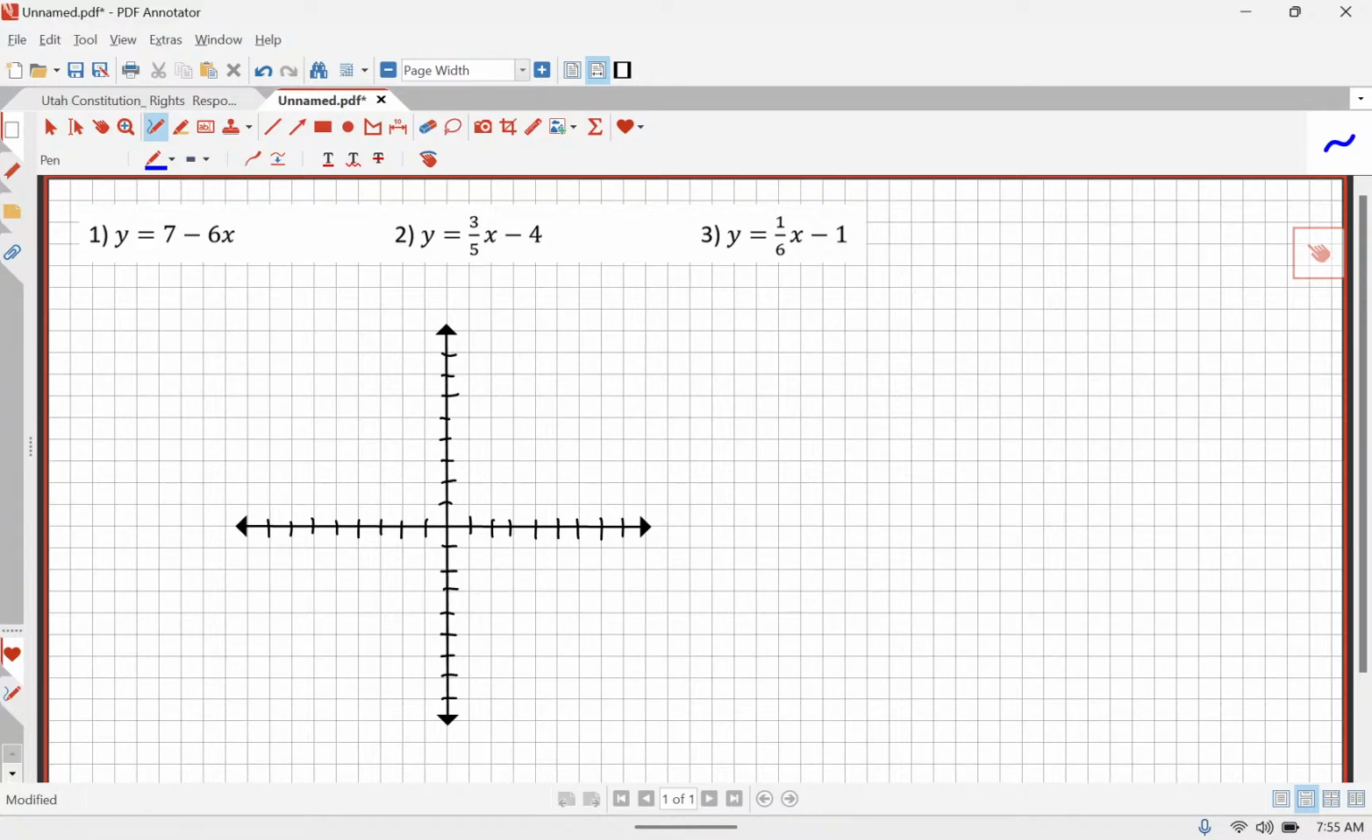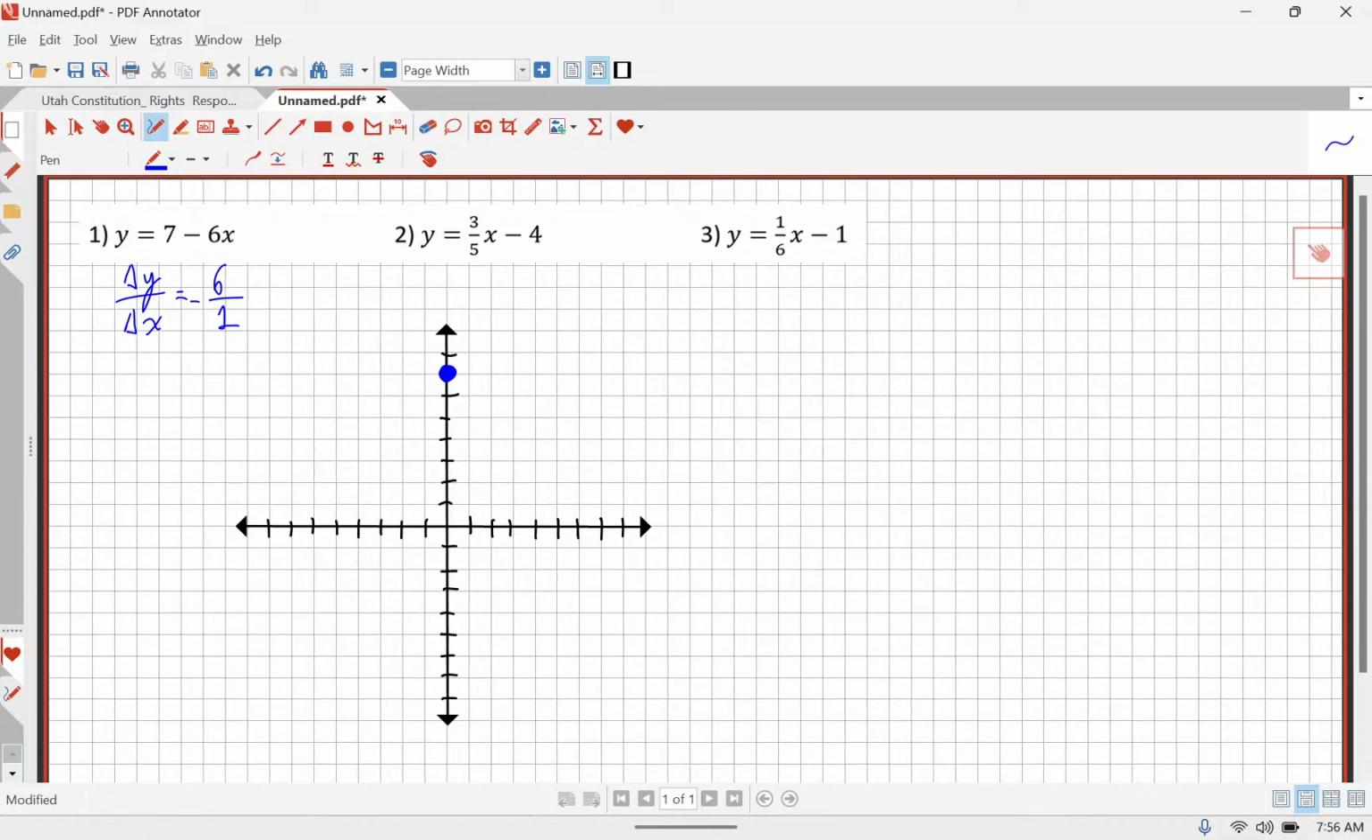Miss Bethany, where is number 1 telling me to start? That's right. Since the y-intercept is a positive 7, we go 1, 2, 3, 4, 5, 6, 7. Great. What's my change in y over change in x fraction, Bethany? Beautiful. Positive or negative? It's negative 6 over 1. Very good. So that means that we can either go down 6 and right 1 or up 6 and left 1.